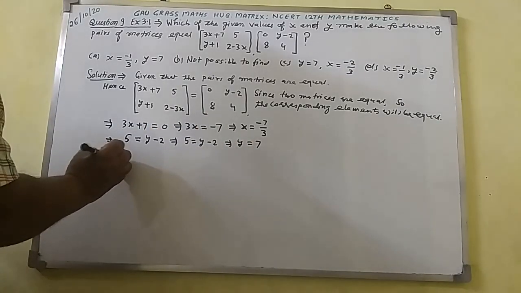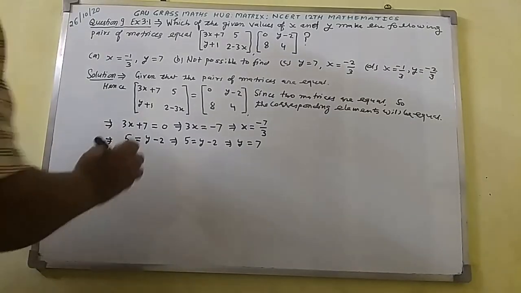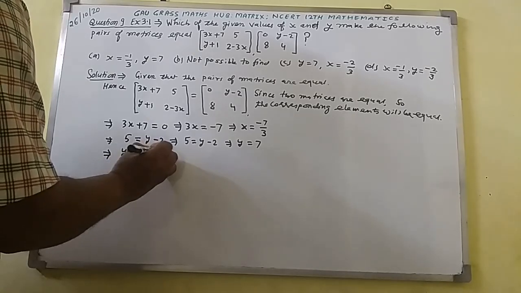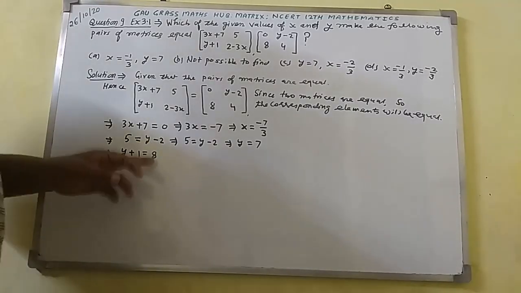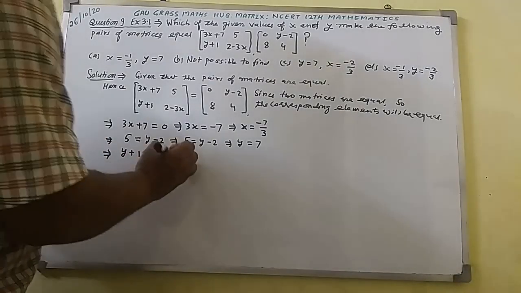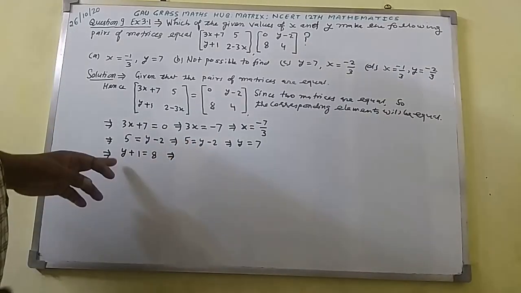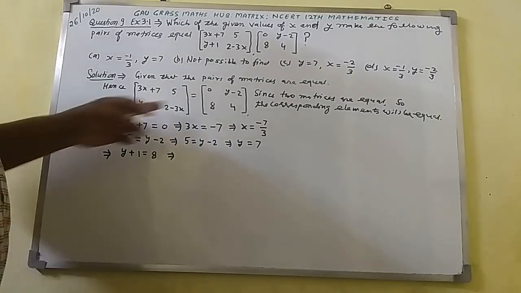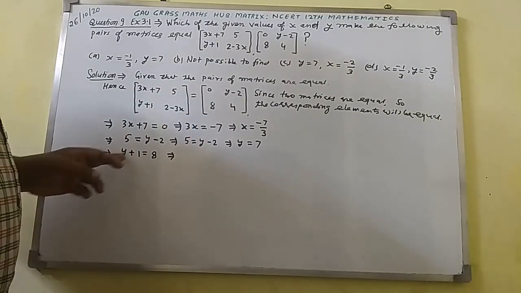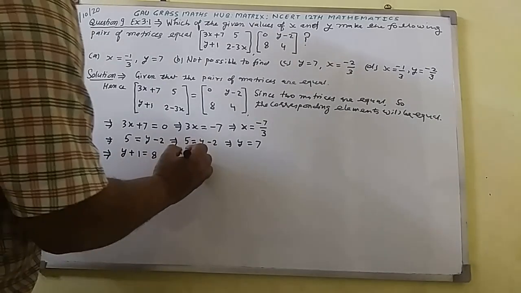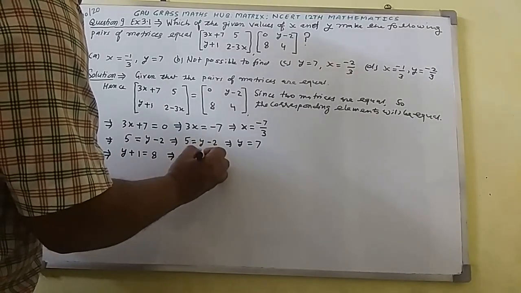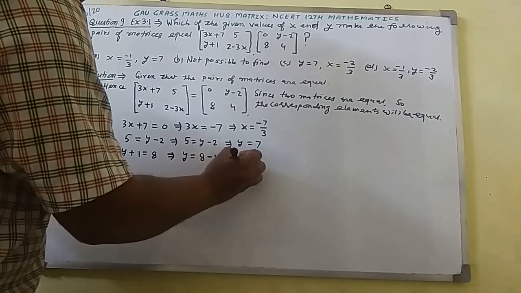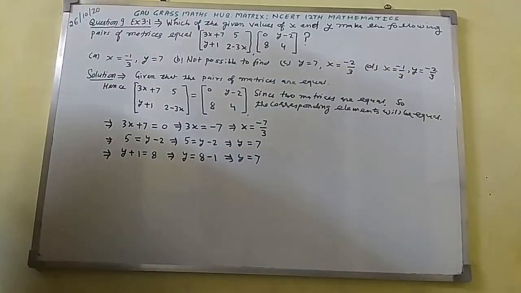Here again you can write y plus 1 equal to 8. It will become implied that the corresponding element of y plus 1 will be 8. So here I have written y plus 1 equal to 8. So we will get here y equal to 8 minus 1, implied that y equal to 7. We will get this one.